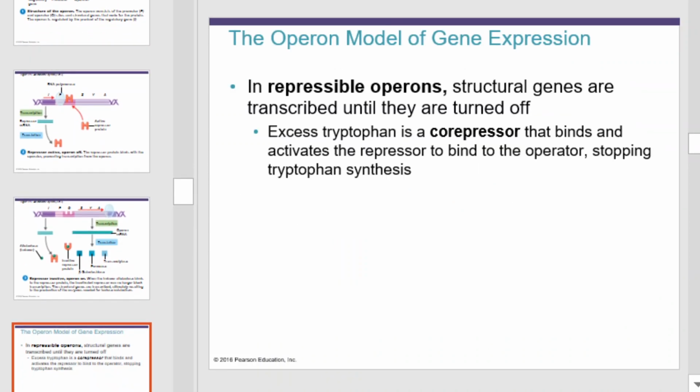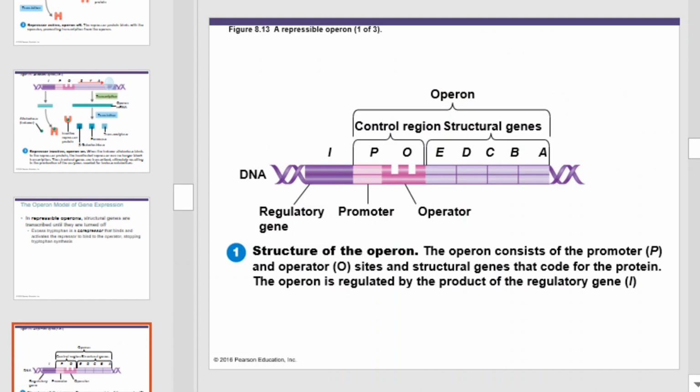Repressible operons are structural genes that are transcribed until they are turned off. Excess tryptophan is a co-repressor that binds and activates the repressor to bind to the operator, stopping tryptophan synthesis. This is an illustration of the structure of the operon. The operon consists of the promoter, P, operator, O sites, and the structural genes that code for the protein. The operon is regulated by the product of the regulatory gene.